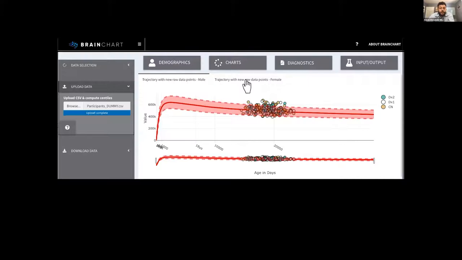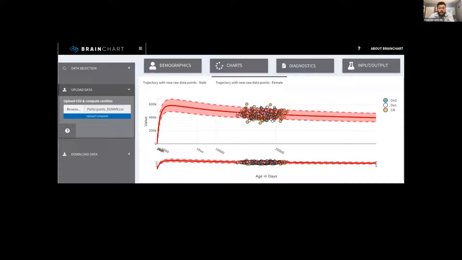Here we're just switching to look at female participants, and we can also visualize diagnostic groups and download the centile scores for the novel data directly, allowing whatever use someone has that they're interested in for their own data.